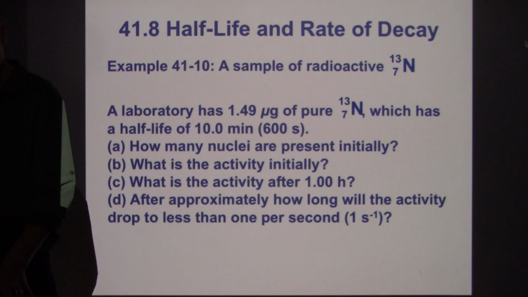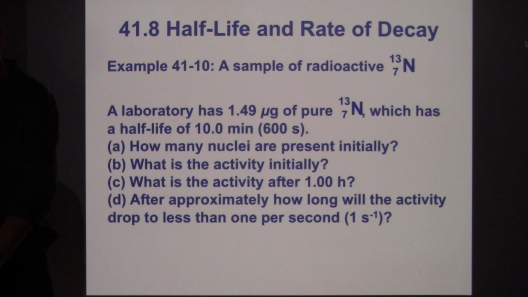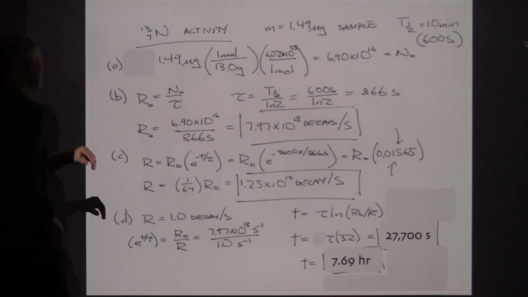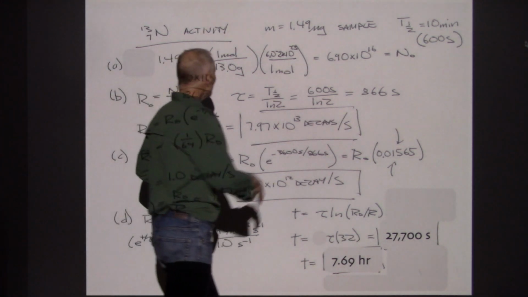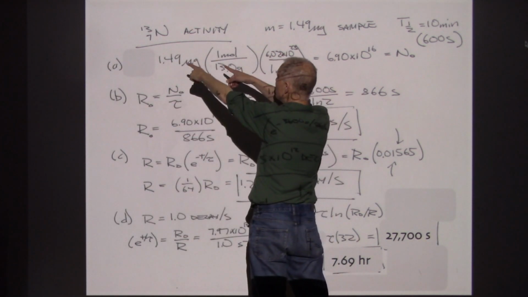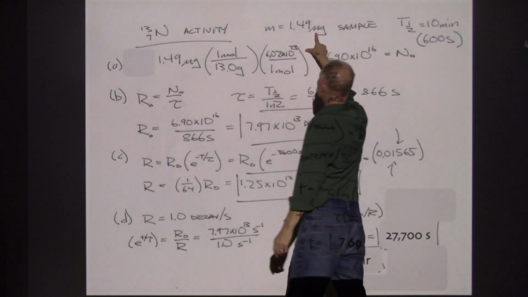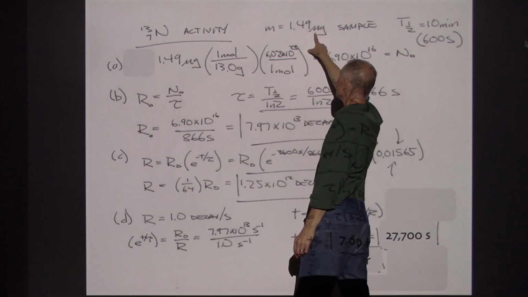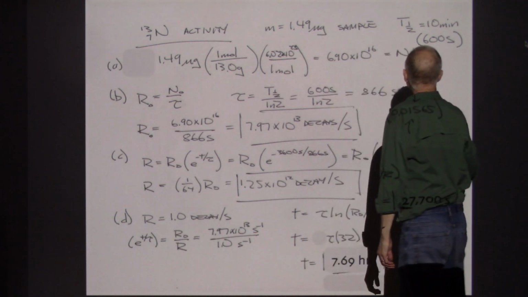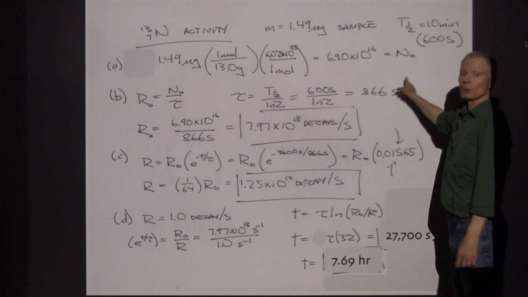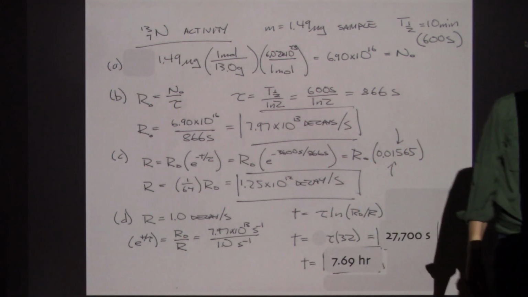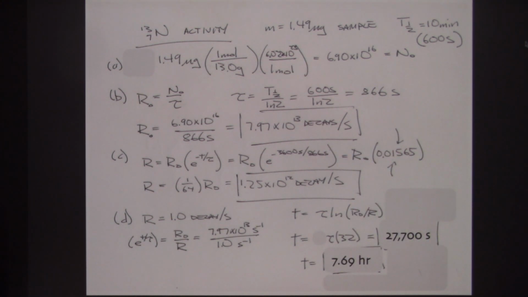Okay, so here's another example. This is with nitrogen-13, and then we'll check back with numbers as needed. What it starts off with is saying I have a sample of nitrogen-13. It's 1.49 micrograms. That's a millionth of a gram, and the half-life on this is really short. So it's not thousands of years. The half-life on this is just 10 minutes, 600 seconds.